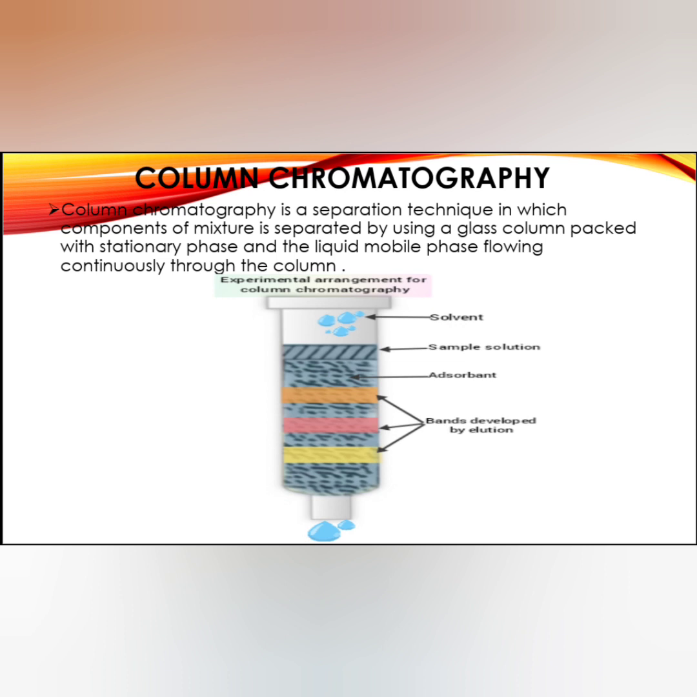Column chromatography's definition. Column chromatography is a separation technique in which the components of a mixture are separated by using a glass column packed with stationary phase and the liquid mobile phase flowing continuously through the column. And this is the experimental arrangement for column chromatography. First the solvent, second the solution sample, third the adsorbent, fourth the bands developed by elution.